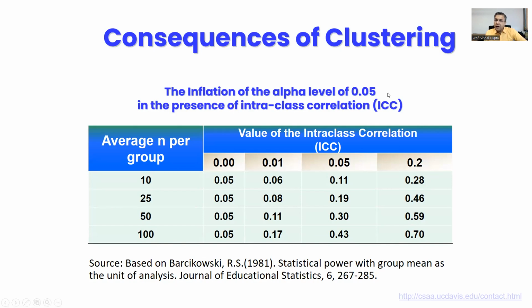That's the impact of clustering. That's the impact of hierarchical nature. That's the inflation that we are talking about. If there is 20% impact of L2 variables, then your alpha is actually 70% for an average group size of 100. Yes, Kanika.